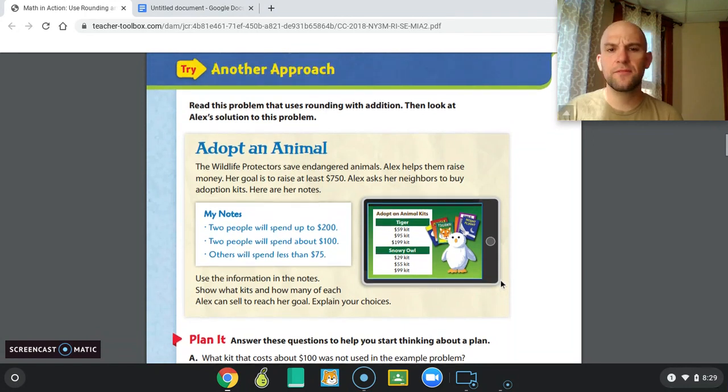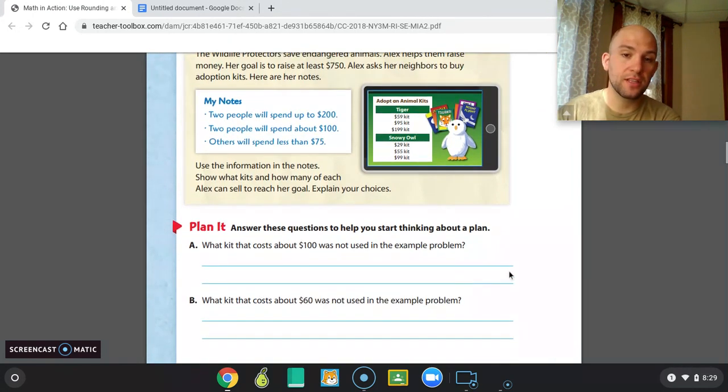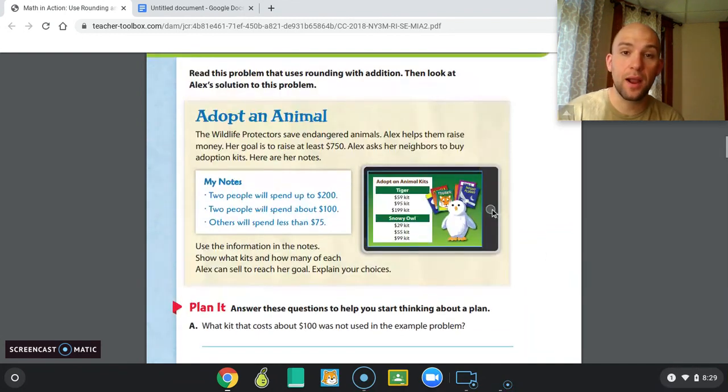So we have all the same information here. So what I want you to do is, if you haven't already, grab a piece of paper, something to write on, and a pencil. And I want you to write down the answers to these two problems here. What is a kit that costs about $100 that was not used in the example problem? And then what was a kit that costs about $60 that was not used in the example problem?